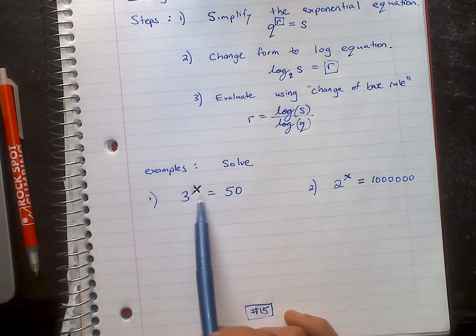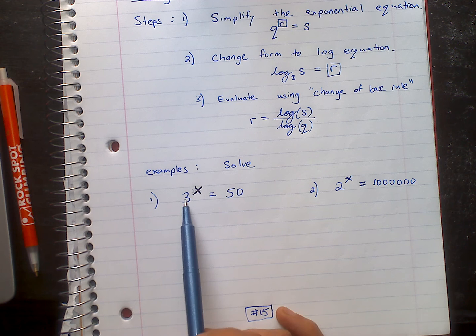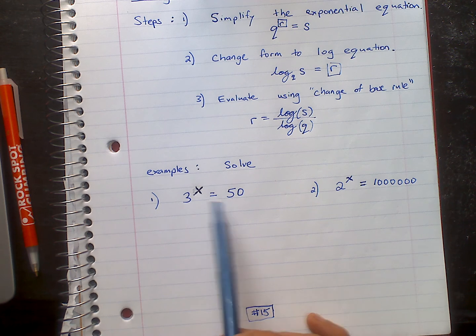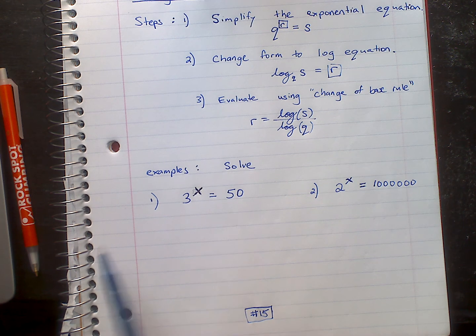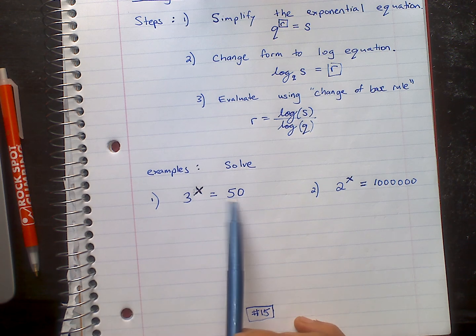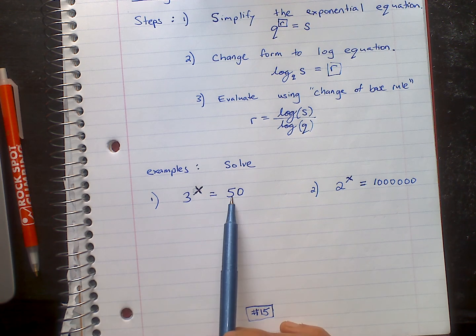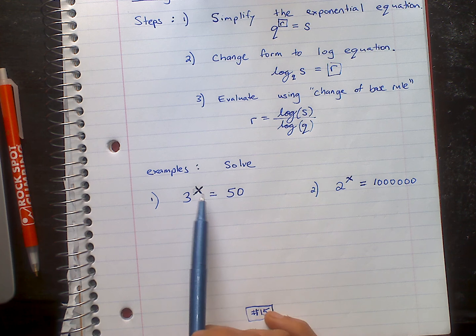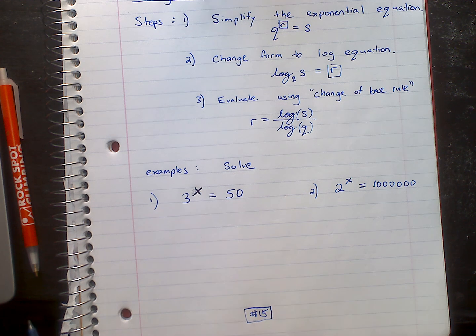3 squared is 9, too small. 3 cubed is 27, still too small. 3 to the 4th power is 81. Now it's larger than 50. So I know that the solution for the exponent has to be somewhere between 3 and 4.